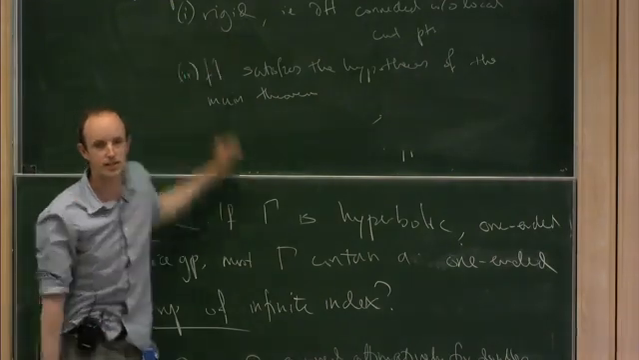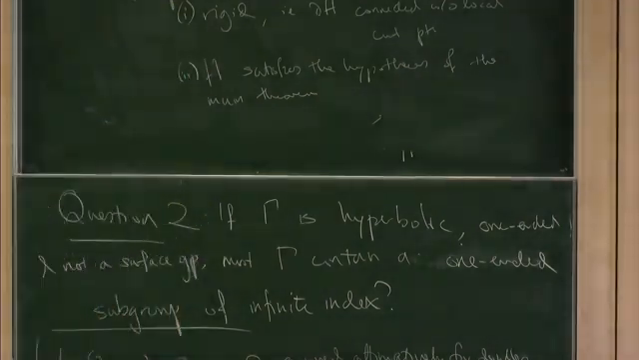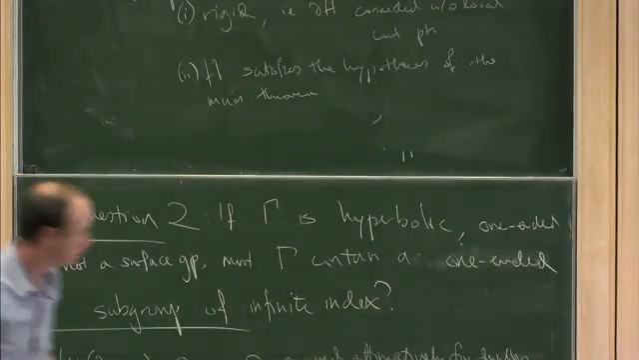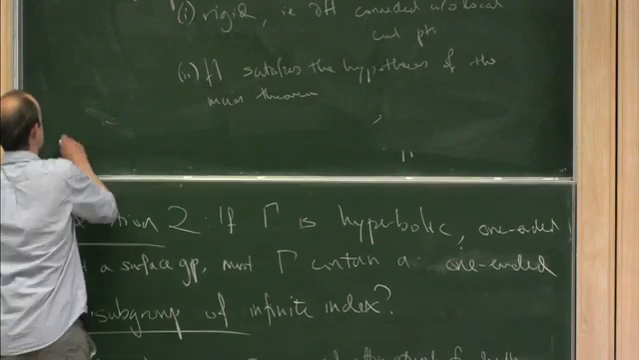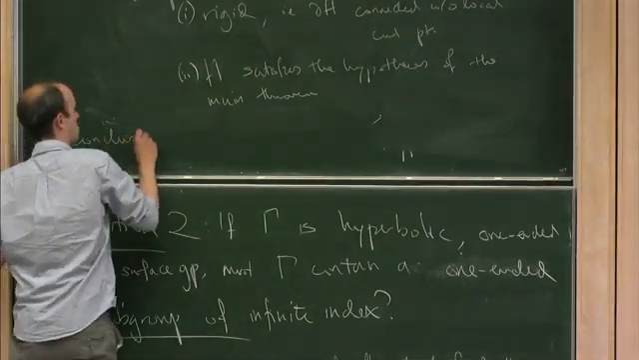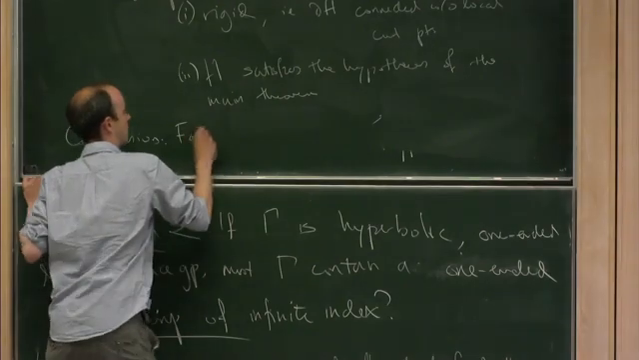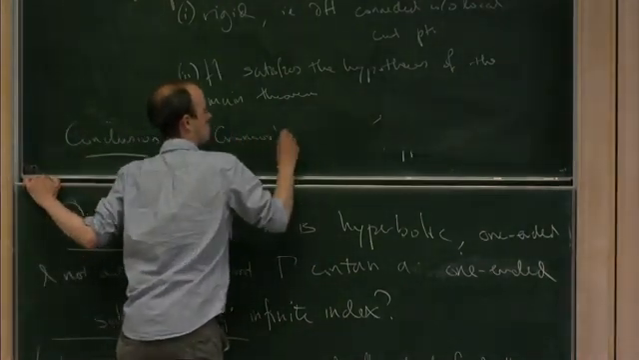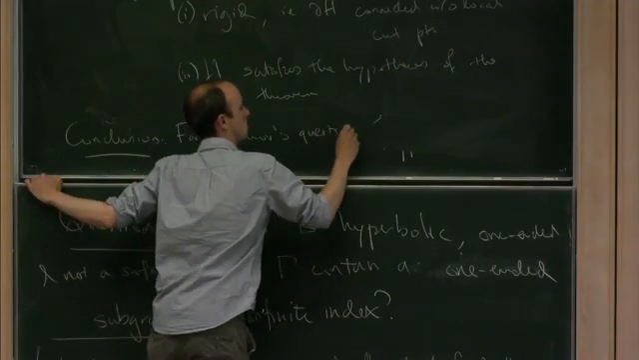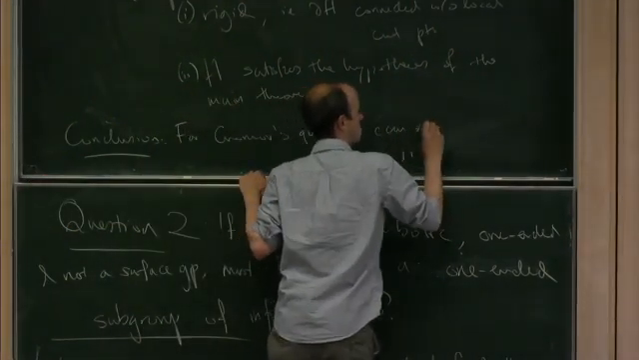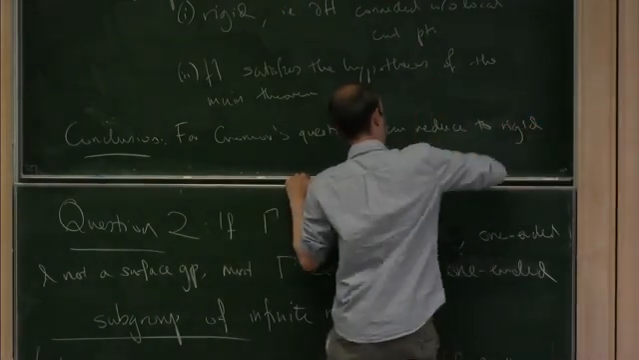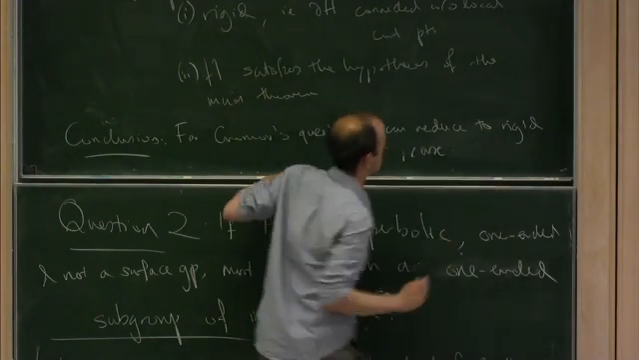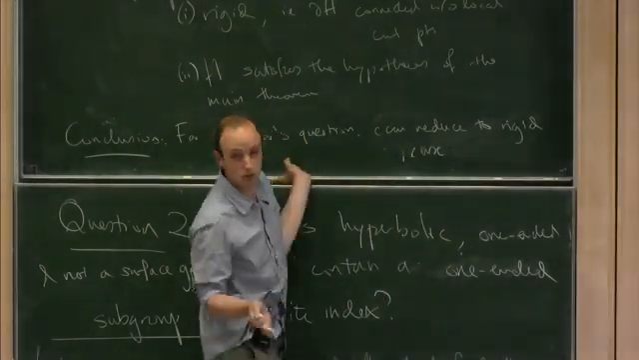Which there's some reason to think is some progress, because somehow local cut points in the boundary are quite bad for these sorts of problems. They tend to introduce difficulties. Okay, so the conclusion is that for Gromov's question, we can reduce to the rigid case. Okay, so that was one of the consequences I wanted to mention.